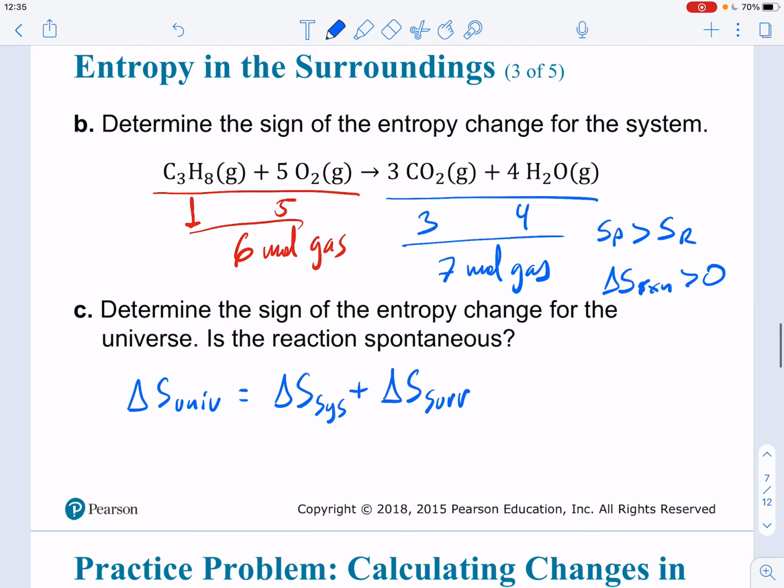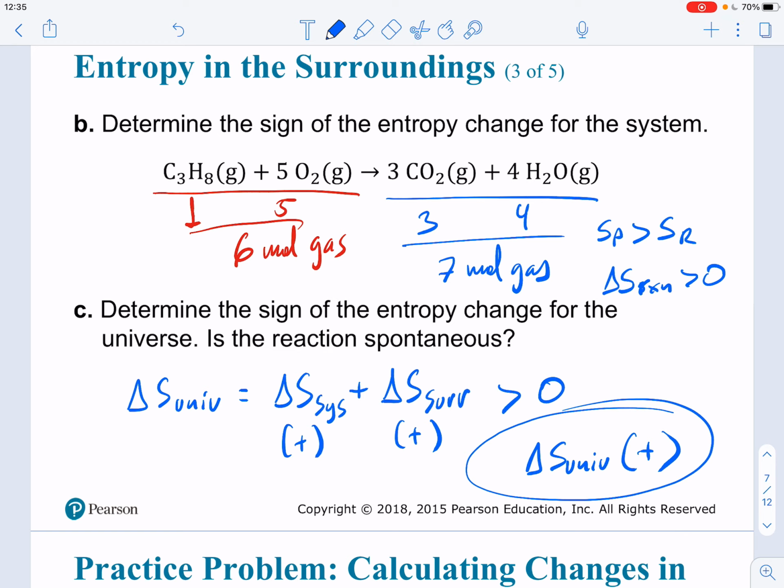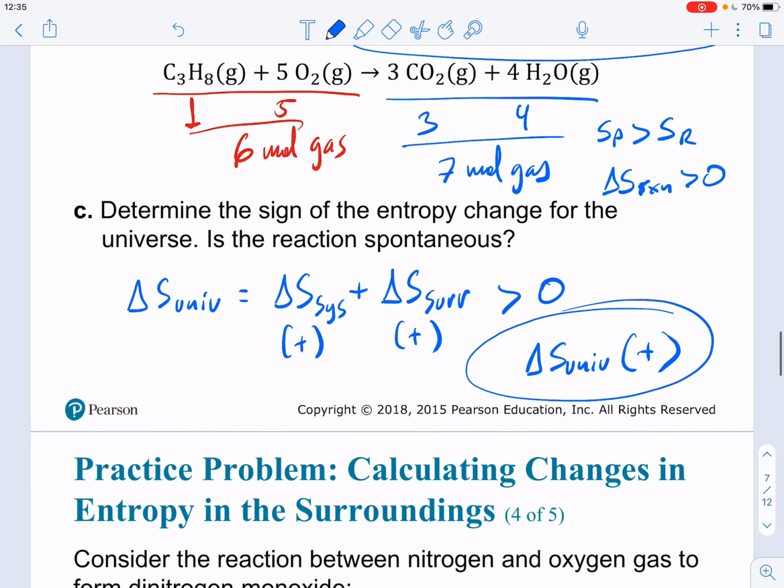The change in entropy for the system is positive, the change in entropy for the surroundings is positive. So in this particular case, it's sort of simple. If they are both positive and you are adding them together, then that sum is also positive. So the change in entropy for the universe, in this particular case, is positive. Entropy change for the system, positive. Change in entropy for the universe is also positive. Everything is positive in this case.